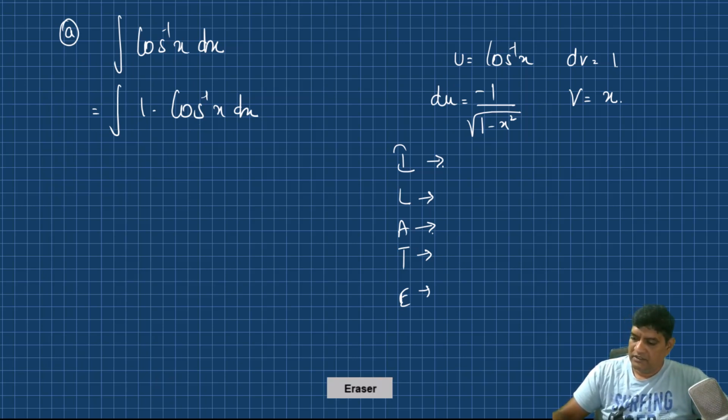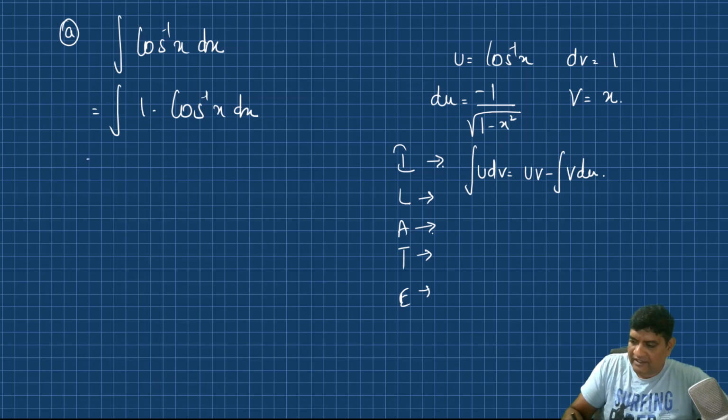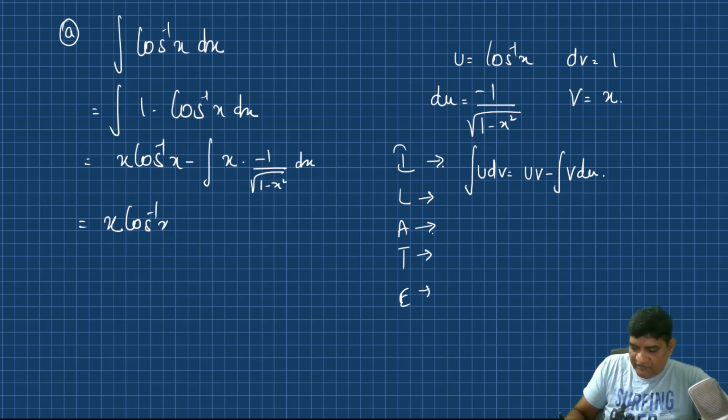Let's move on. Now, the integral of u dv, which is basically integration by parts, is going to be equal to u into v minus integral of v du. So I'm going to go back here and write u into v, which is x cos inverse of x, minus integral of v du, and that's going to be x into minus 1 over root of 1 minus x squared dx. I'm going to rewrite this as x cos inverse of x plus integral of x divided by root of 1 minus x squared dx.